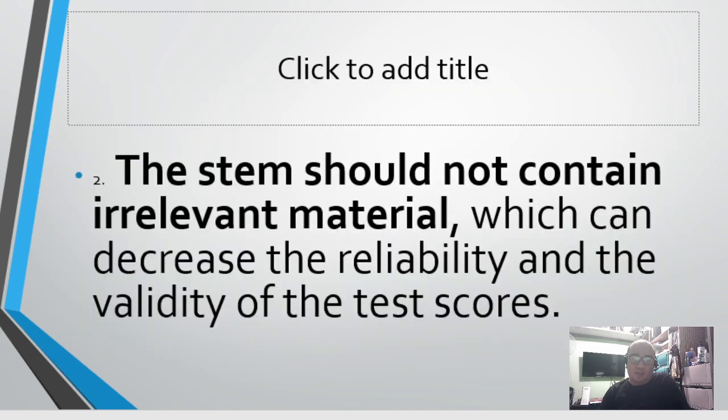Number two, the stem should not contain irrelevant material, which can decrease the reliability and the validity of the test scores. So see to it that the words being used in creating the stem are related to each other, so you do not confuse students in reading your stem or the questions.